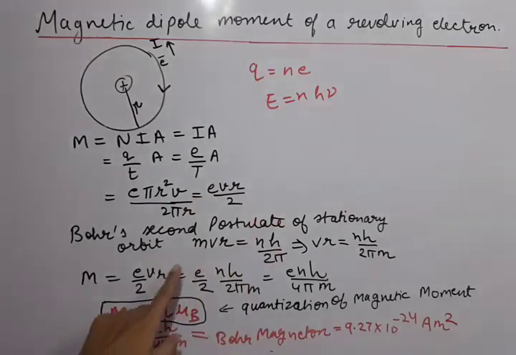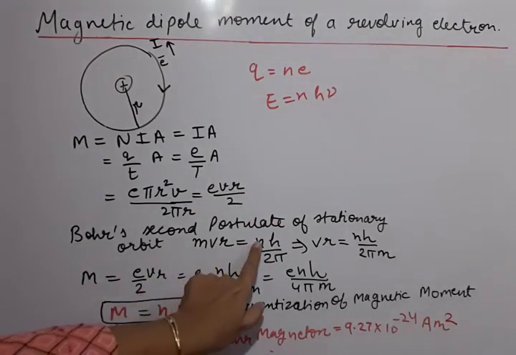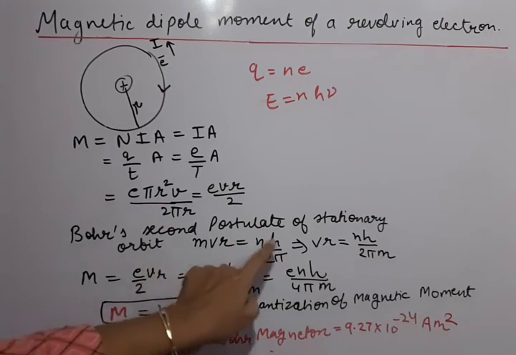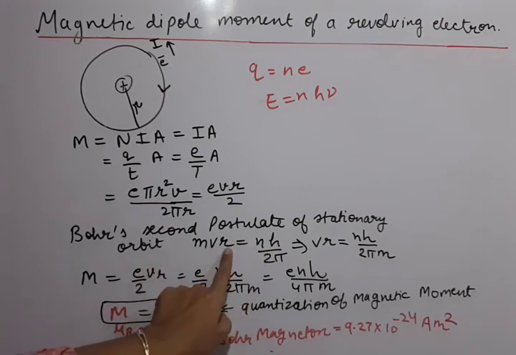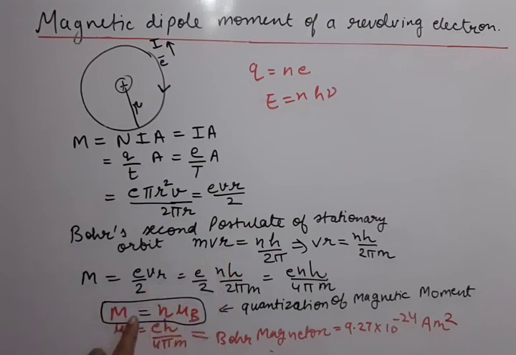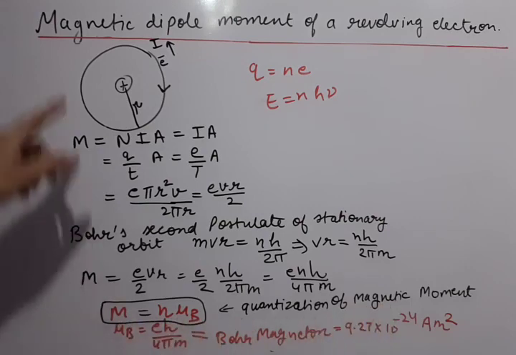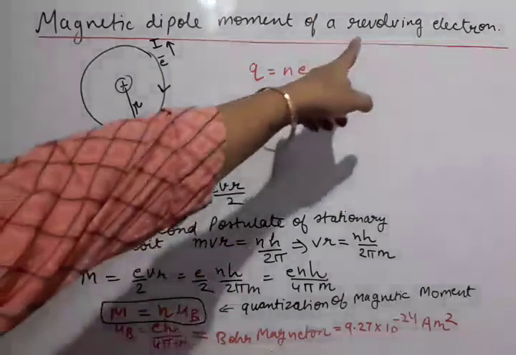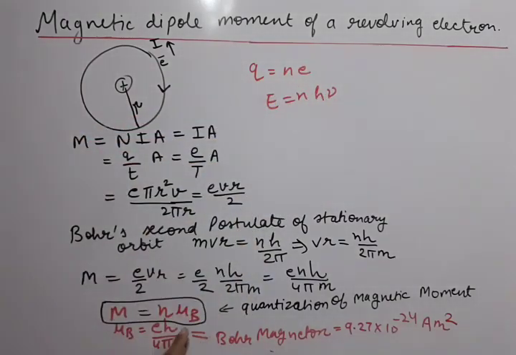You see here, this is mvr equal to nh upon 2 pi. In this also n is coming. So this is the quantization equation of mvr, that means angular momentum. So this way we have got quantization of magnetic moment, m equal to n mu B. So this is the derivation for the magnetic dipole moment of a revolving electron. Or it can be asked to prove that the magnetic moment is quantized.